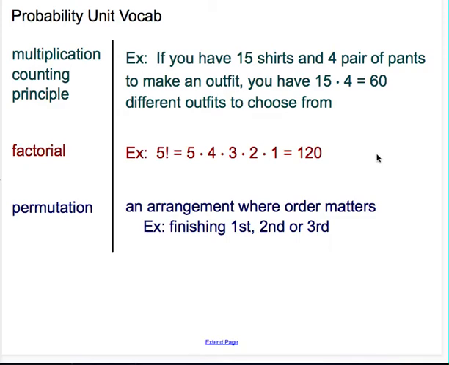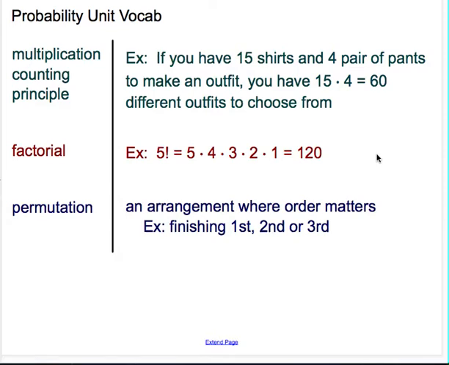An example of this, because it's pretty complicated to understand in generic terms, is if you have 15 shirts and 4 pair of pants and you want to know how many different outfits you could make, you would have 15 times 4 or 60 different outfits. So if you're choosing one object from each group, you just multiply the number of objects in each group together to get the total number of options.